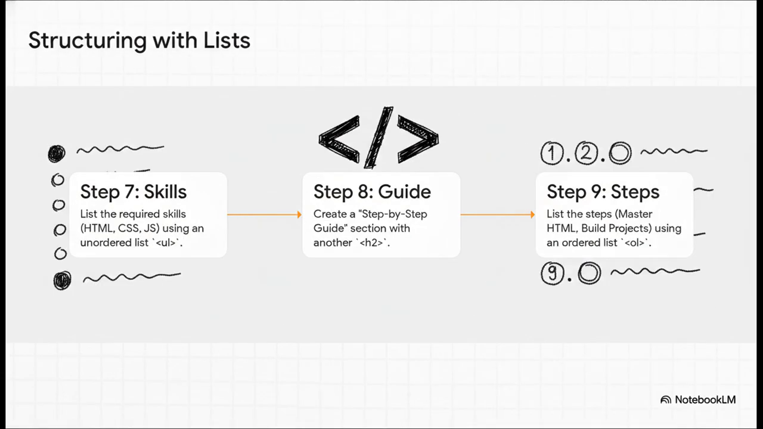Now it's time to organize some key info. For the list of skills, the order doesn't really matter, so a simple bulleted list, our good friend UL, is the perfect choice. But for our step-by-step guide, the sequence is everything. So for that, we'll use a numbered ordered list, an OL. See how we're picking the tag that best fits the meaning of the content? That's what this is all about.